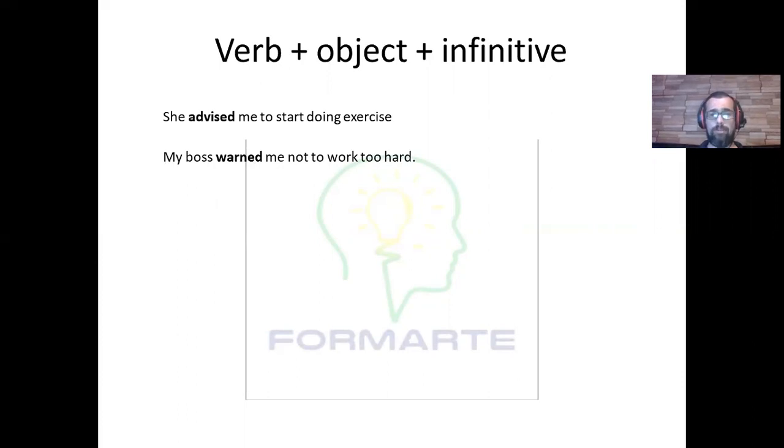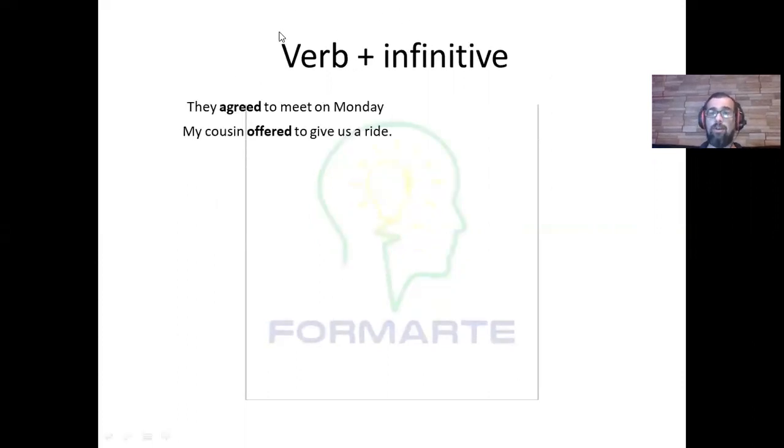Another example is verb plus infinitive. Which reporting verbs are used with the verb plus the infinitive? In this case, we use agreed. For example, they agreed to meet on Monday, or my cousin offered to give us a ride. Okay, so we are using the verb offered to give us a ride. So the best thing to do here is just to try to memorize these verbs and the way we need to use them. Some verbs we can use in different ways. So that's why I'm going to send you this link so that you can study them and so that everything will be more clear for you in this matter.